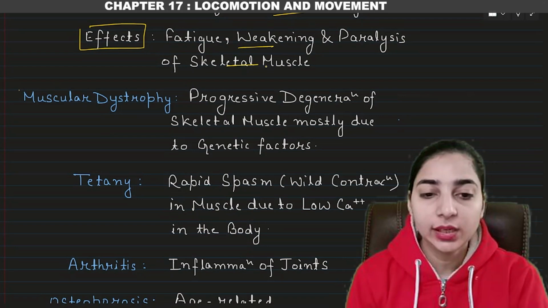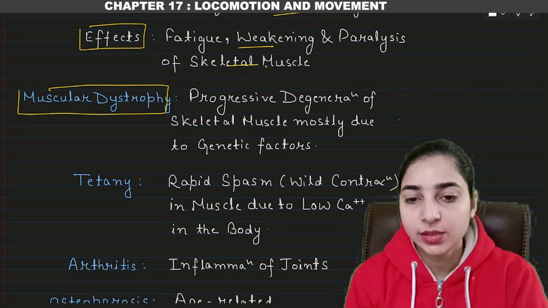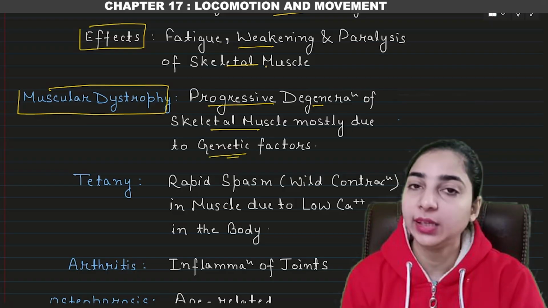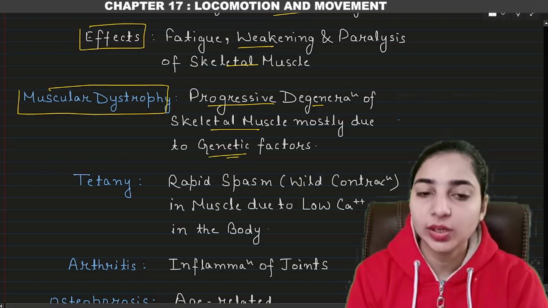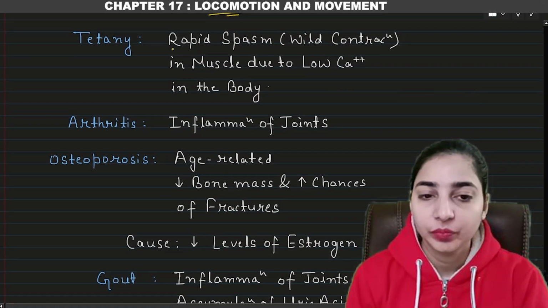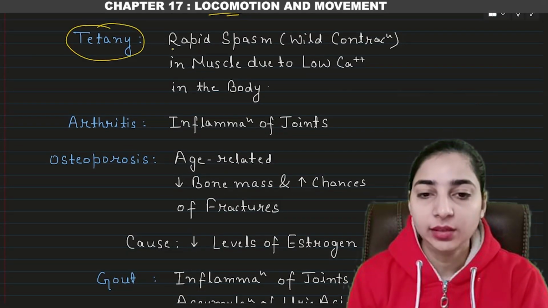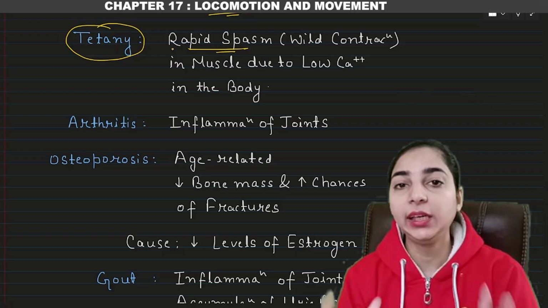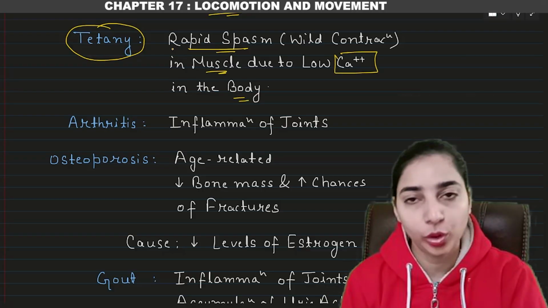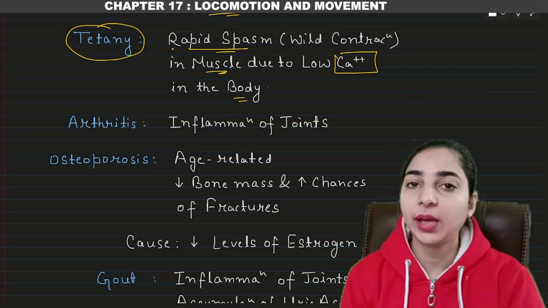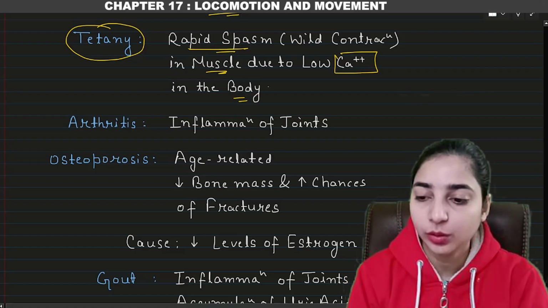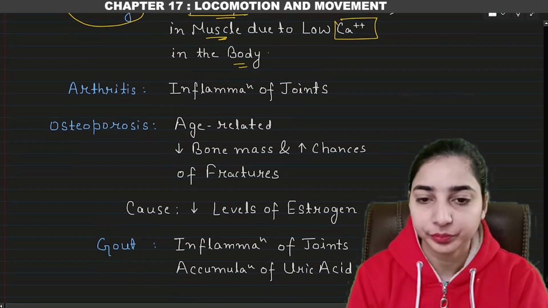Second type of disorder is muscular dystrophy. It is progressive degeneration of the skeletal muscle, mostly due to genetic factors. So the reason is genetic here. Muscular dystrophy can be caused genetically. The next type of disorder is tetany, that is rapid spasm or wild contraction in the muscle due to low calcium ions in the body. So if the amount of calcium ion is low in your body, it can cause tetany, that is rapid spasm or wild contraction in the muscles.